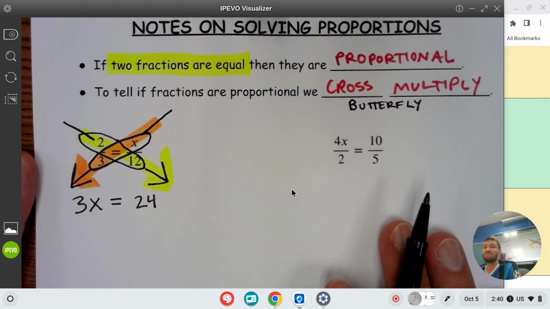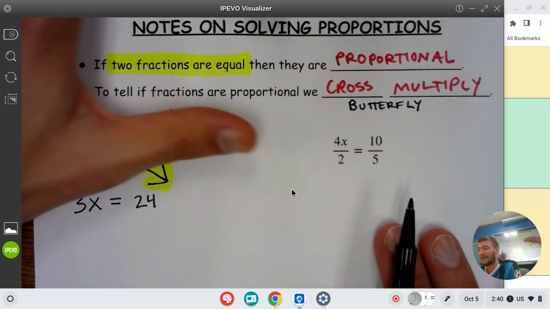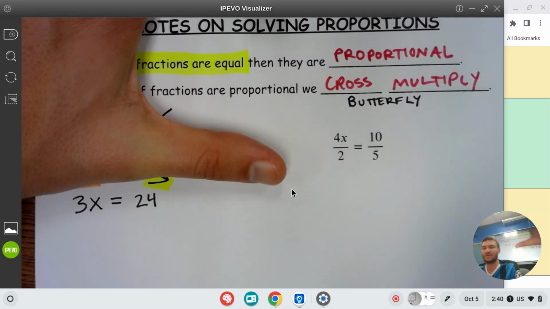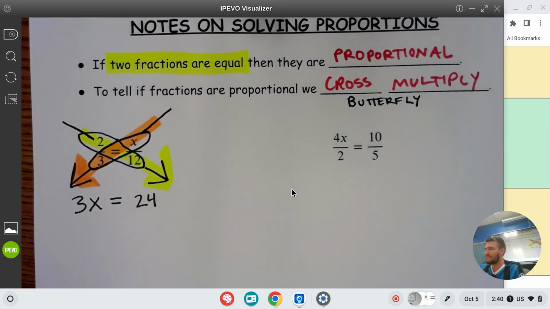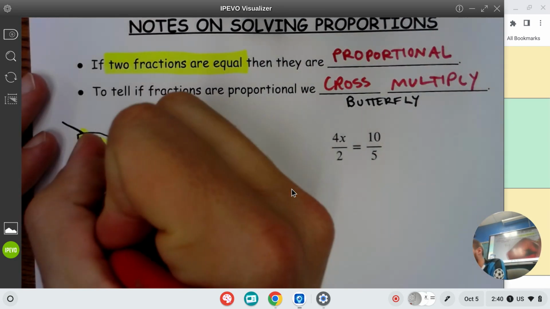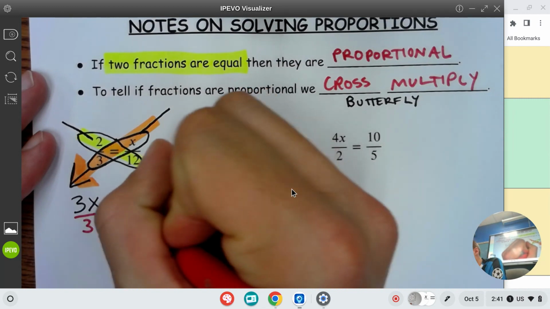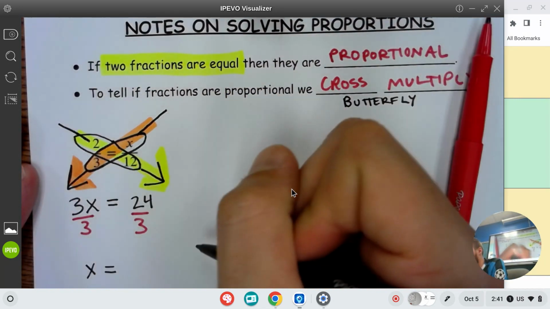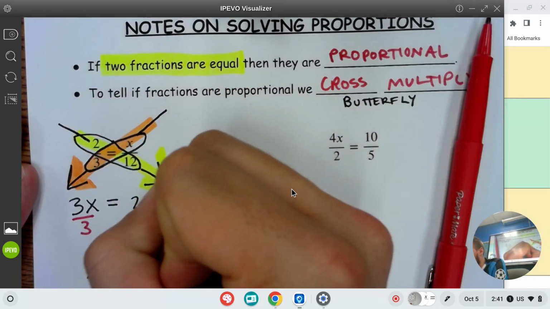And now, proportions are done, fractions are done. Everything we have left is from the first or second week. That's so easy. How do we finish this? Divide by 3. Finish it with divide. So, finishing with divide, we're going to have x equals 24 divided by 3 is 8.